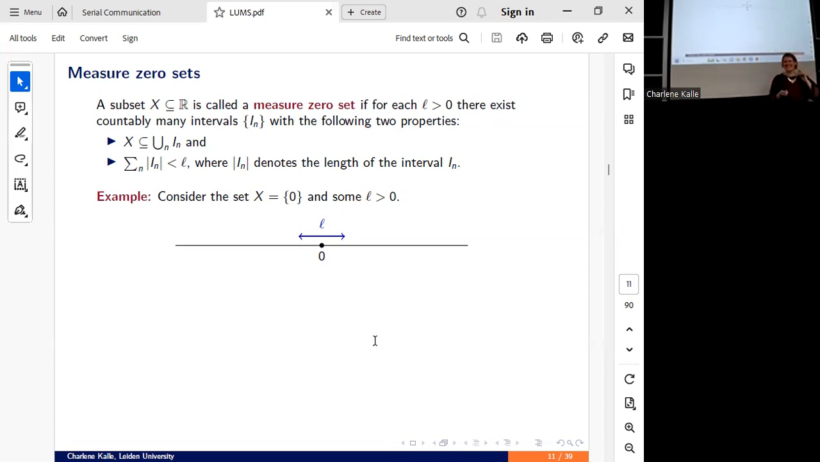So how can we choose these intervals so that these two are satisfied? What can we do?